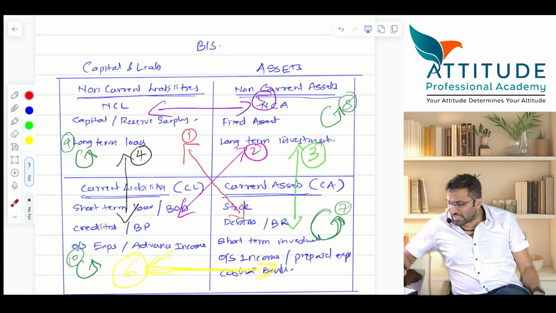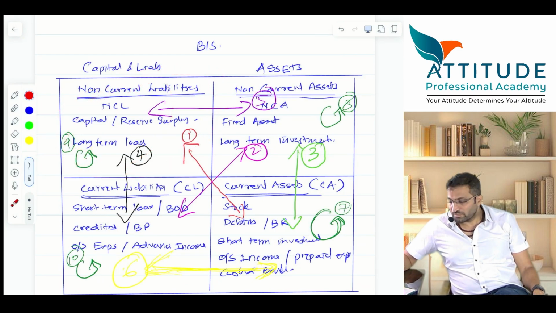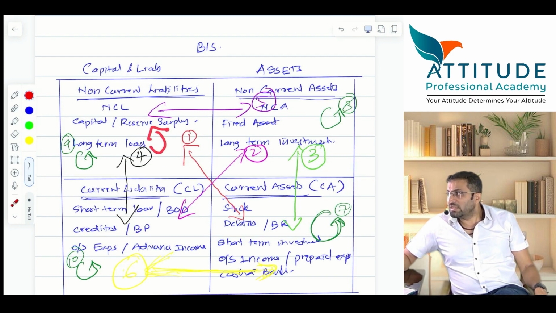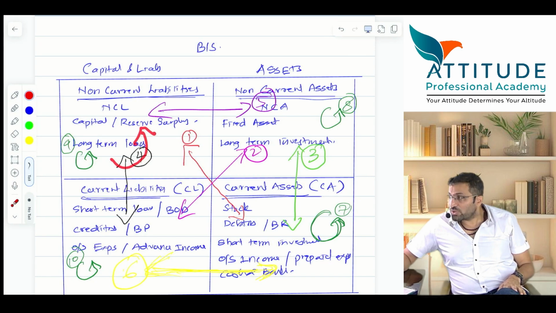एक ही example है. इधर आ जाओ. इधर है. NCL के अंदर ही, इसके अंदर ही. Long term loans getting converted into capital. Yes or no? Those who have done second year, this will come in your second year. Debentures getting converted into share capital. Understood? Is that clear?